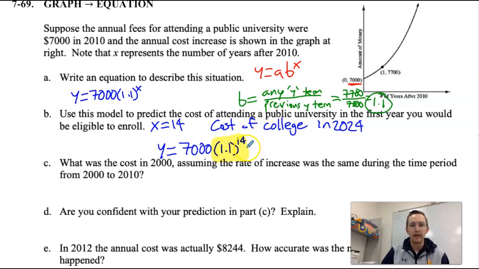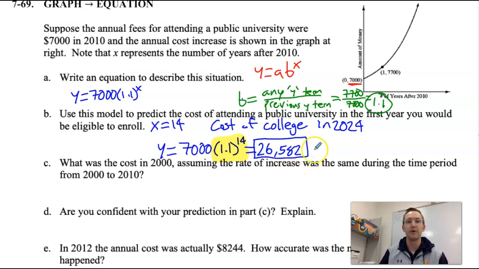And when we do that, we end up getting $26,582 if we just round to the nearest whole dollar. So the cost for 1 year of college at a public school in 14 years after the year 2010, which is only 3 years from now, it would be $26,582. So what is the cost in 2012 or in the year 2000?